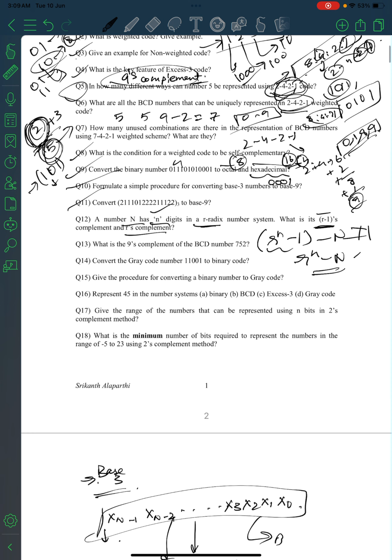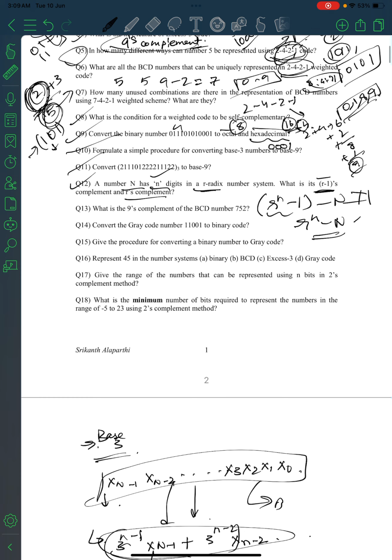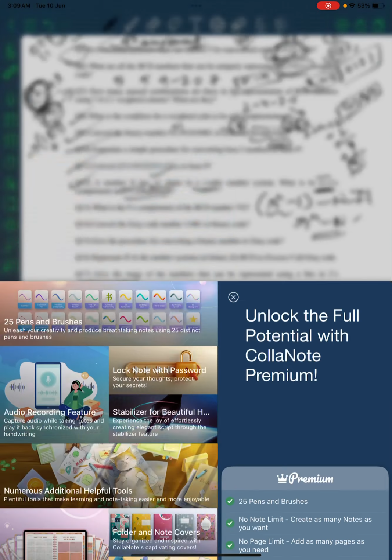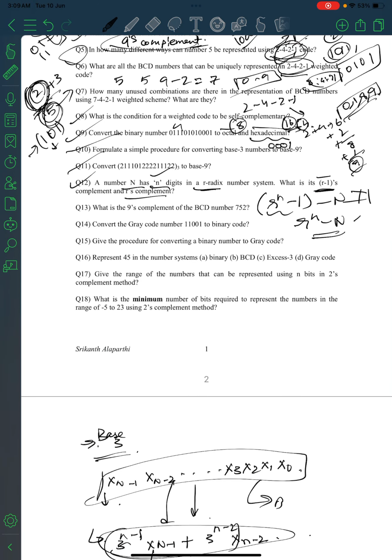So the next question: what is the 9's complement of the BCD number 752? For 9's complement, the radix is 10, and for a BCD number each digit goes from 0 to 9. So what is the max possible value?